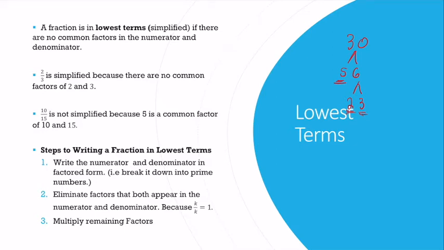2/3 is simplified fully because there's no common factors of 2 and 3. 2 and 3 are both prime. If I look at 10 and 15, 10 fifteenths, right, it's not simplified because they both have a factor of 5, right? 10 is 2 times 5 and 15 is 3 times 5. So I can go ahead and simplify this because 5 divided by 5 is 1, right? And 1 times any number is just itself. So here are the steps to breaking down a fraction into its lowest terms.